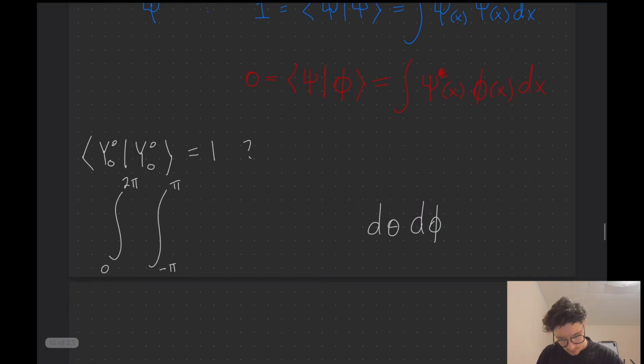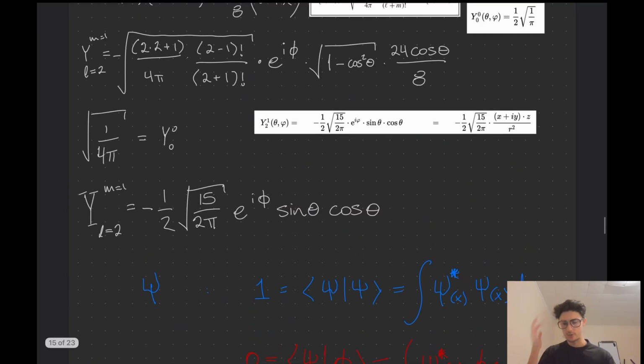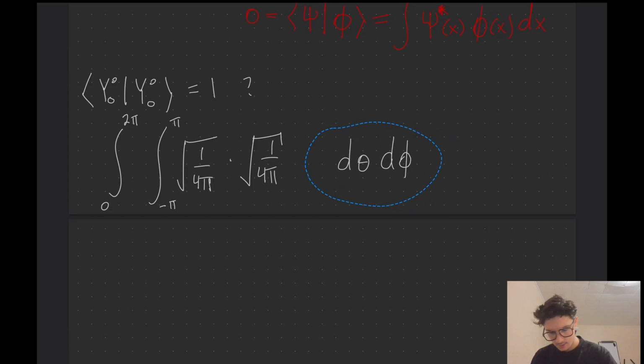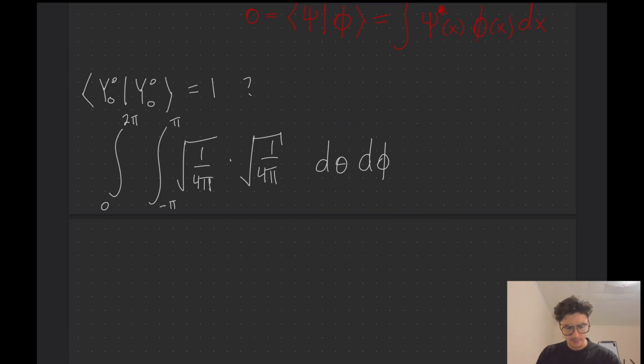So we just have square root 1 over 4 pi times square root 1 over 4 pi. There's no complex conjugates here because the first one is just a real constant, so the complex conjugate of that is itself. And doing this integral is actually fairly easy. What we're going to get is this. We can pull it out of the integral and the square root gets removed.